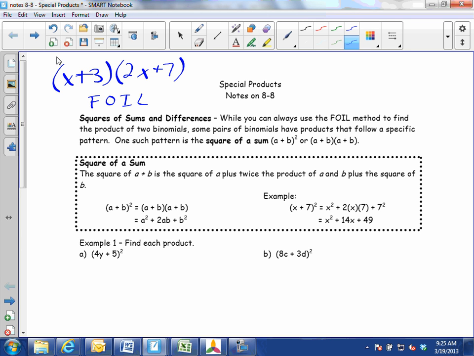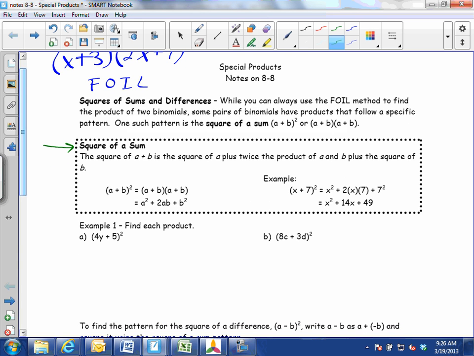There are special things that happen when you have different types of polynomials or binomials. First one we're going to talk about is the square of a sum. This is why you use the FOIL method to find the product of two binomials. Some have a specific pattern. So one of them is the square of a sum.